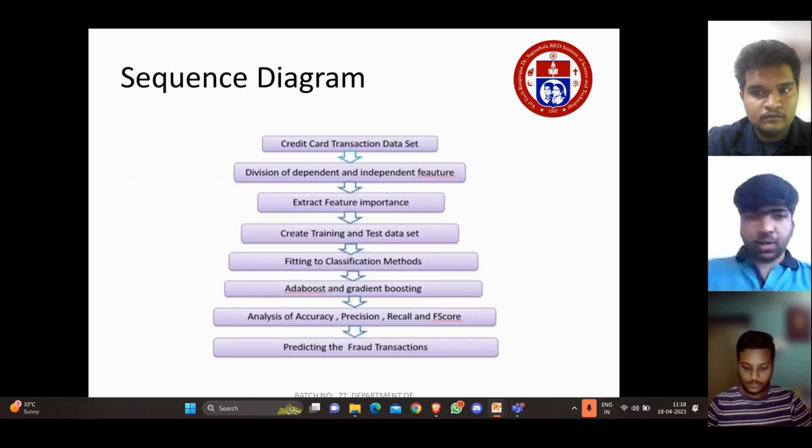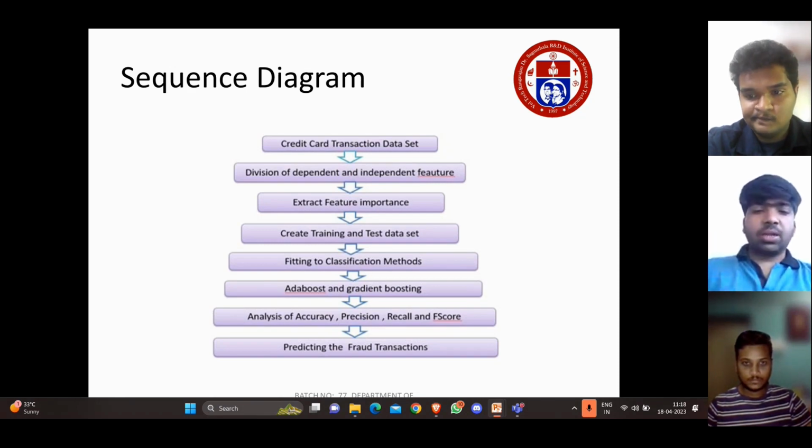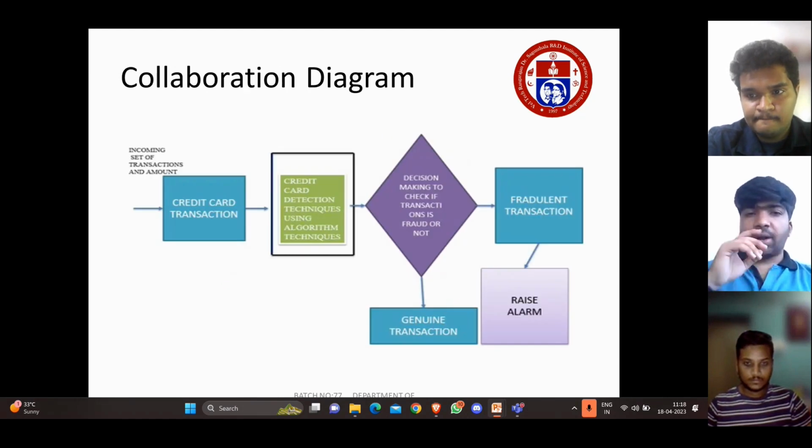The sequence diagram. Here we can see, in sequence, first the credit card transaction data set, division into dependent and independent features, extracting the important features, creating the training and test data sets, and fitting to classification methods. Here AdaBoost and gradient boosting are mentioned, particularly after analyzing accuracy, precision, recall and F-score. These will all be demonstrated in the demo when we run the whole project. Then comes predicting the fraud transactions, which we have mentioned in the sequence diagram.